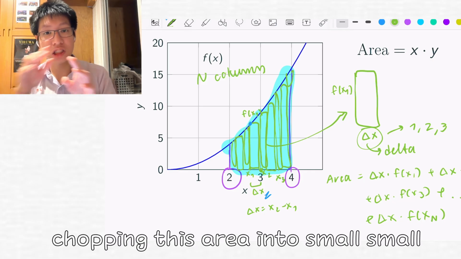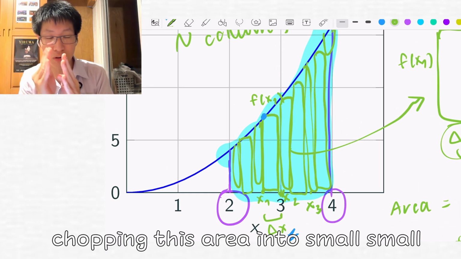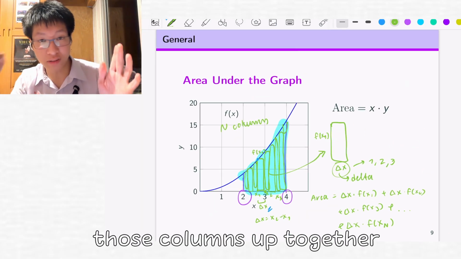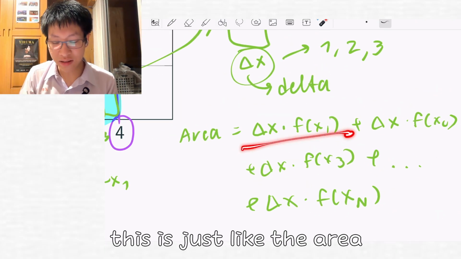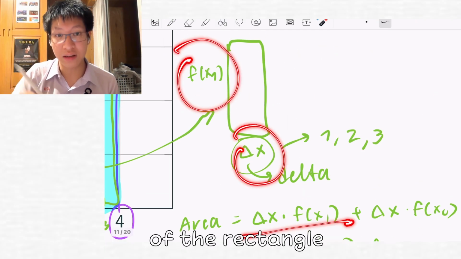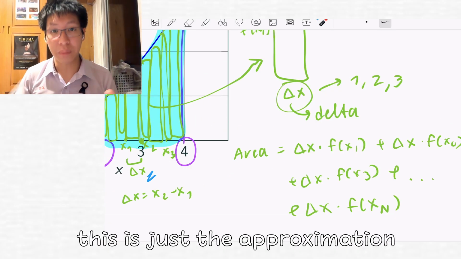We're just chopping this area into small columns and then summing those columns up together. And so we can write the expression as something like this. This is just the area of the rectangles, something like this, right? This is just the approximation.